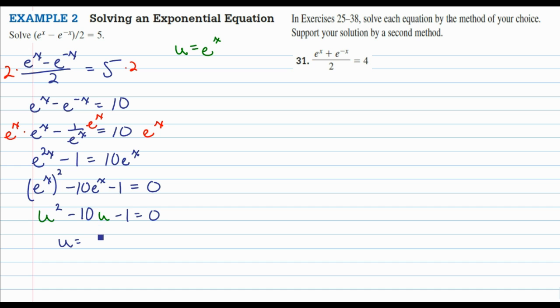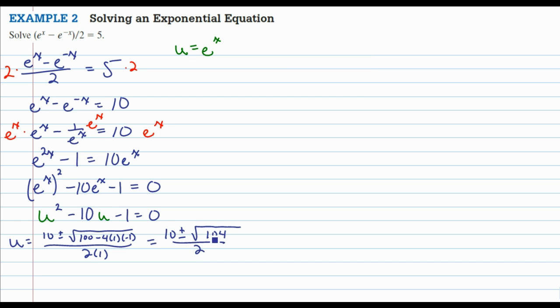So u equals the opposite of b plus or minus the square root of b squared minus 4ac all over 2a. Okay, so here's my quadratic formula. Now 104 is 4 times 26, and 4 has a square root; its square root is 2. So this is 10 plus or minus 2 square root of 26, which is still going to be left inside there. Since 10, 2, and 2 are all divisible by 2, I can simplify this to be 5 plus or minus the square root of 26.